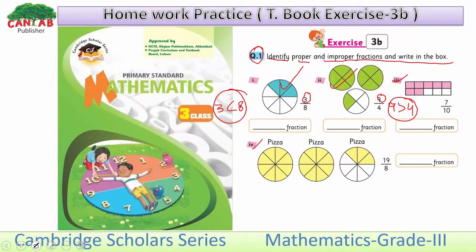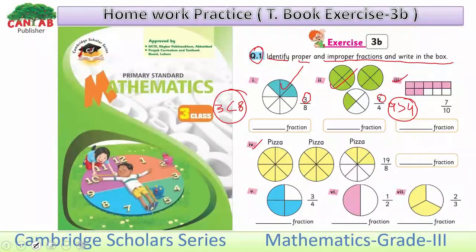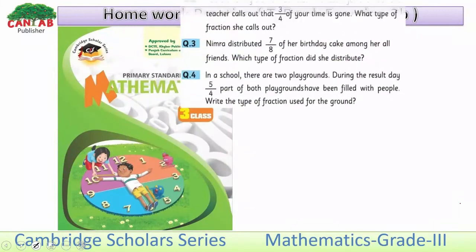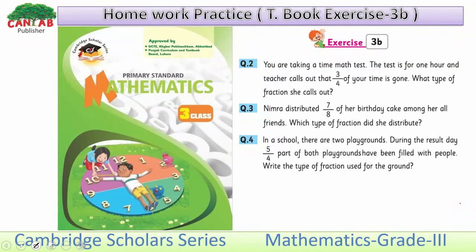Now, come to the next page. These are the other parts you have to complete by yourself. So, 3 over 4 is proper, 1 over 2 is proper, 2 over 3 is proper fraction. Students, now come to the next page. These are word problems. You have to complete these word problems by yourself. Complete these word problems on your notebook and then send your notebooks to your teacher for checking.